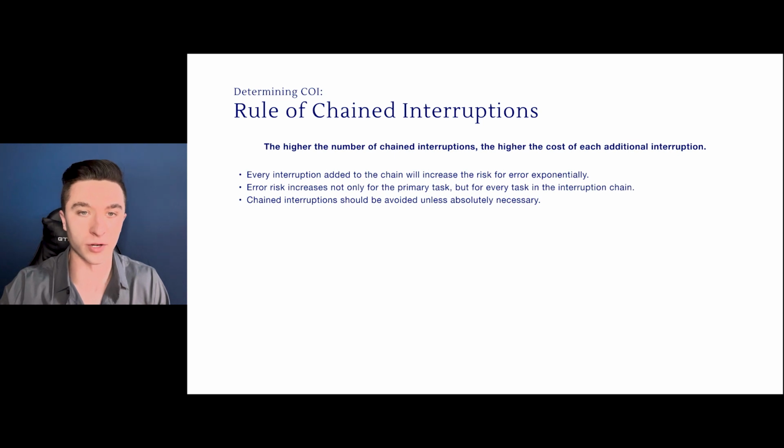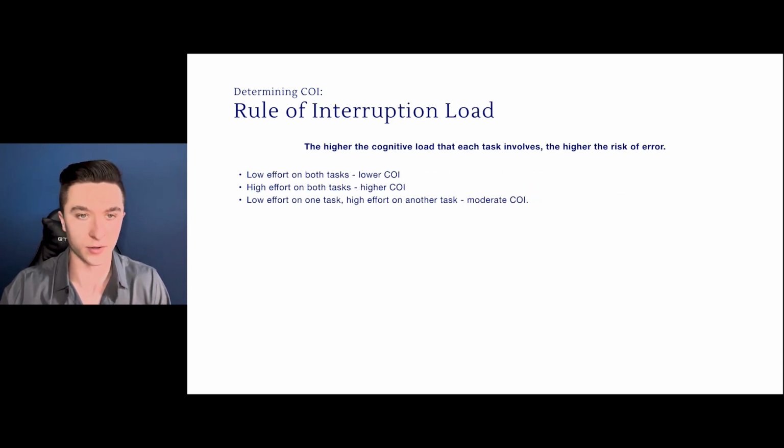So the final rule governing the cost of interruption here is going to be the rule of interruption load. The rule of interruption load states that the higher the cognitive load or the mental strain that each task involves, the higher the risk of error, right? So in an actual interruption, if the mental effort involved to perform both the primary task and the interrupting task is low, the cost of interruption is going to be less than if one or both of those tasks required a high amount of cognitive effort.